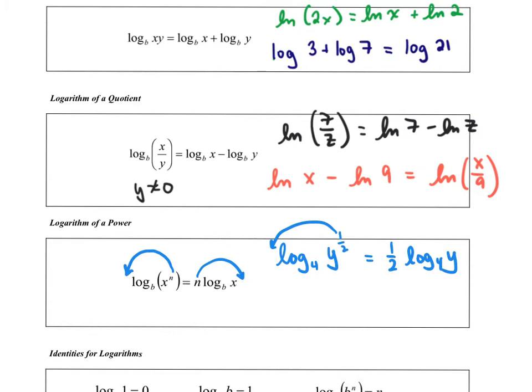Similarly, we could do the same thing. We could start with 1/3 natural log of z. And I could write this as the natural log of z to the 1/3. And recall from algebra, if you have anything to a fractional power, that's actually a root. So the natural log of z to the 1/3 can be written as the natural log of the cubic root of z.